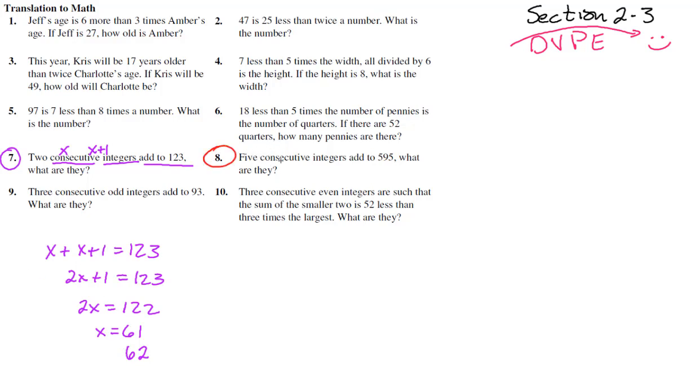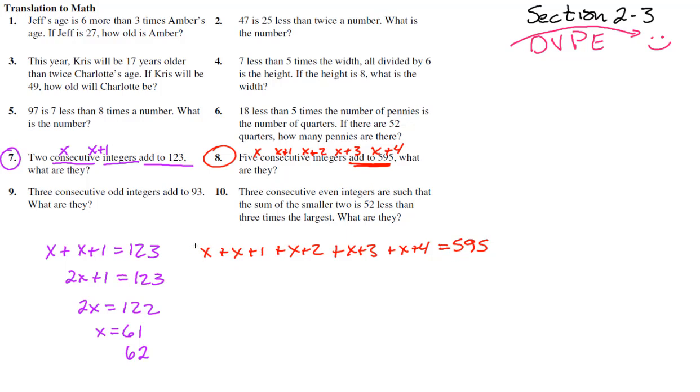Number 8. So 5 consecutive integers. That means if we start with x, then the next one is x plus 1, and then we have x plus 2, and then x plus 3, and then x plus 4. So those 1, 2, 3, 4, 5 of them add to 595. Alrighty, good. So we have x plus 1 plus x plus 2, there's the third one, plus x plus 3, there's the fourth one, plus x plus 4, there's the fifth one, equals 595. Ooh, that's ugly. But look at where we are. We're in happy math land.